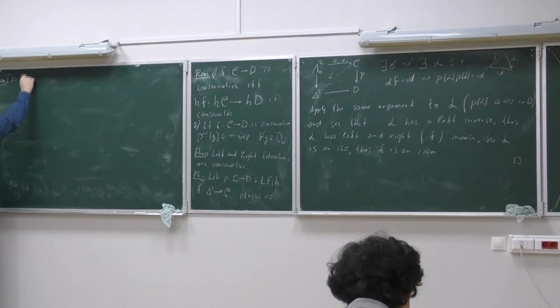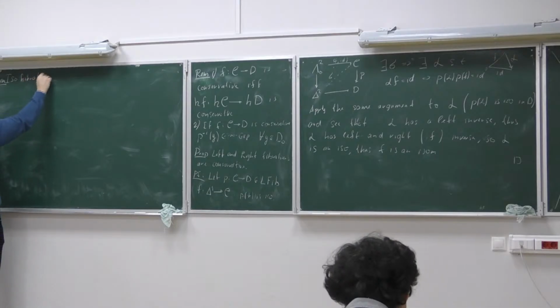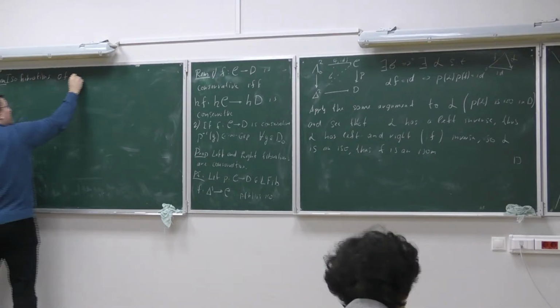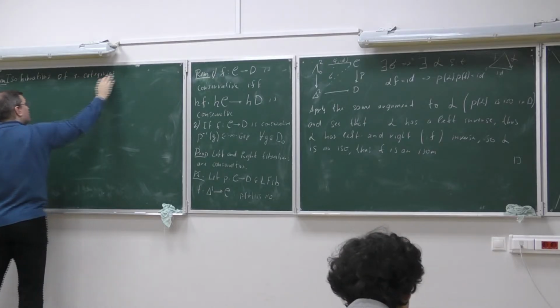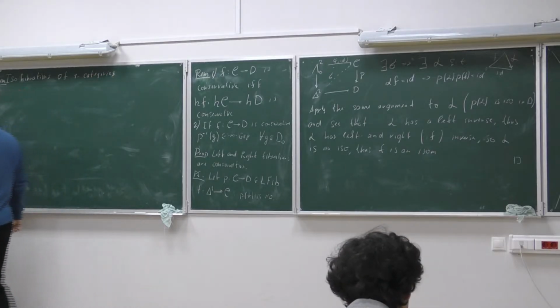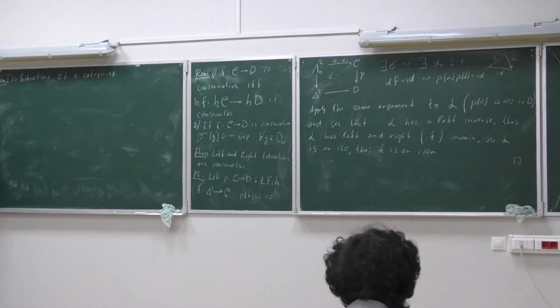Isofibrations of one-categories. And this is not that important. So I don't know any textbook on category theory that has this notion. But this is important from the point of view of model category theory. So definition.